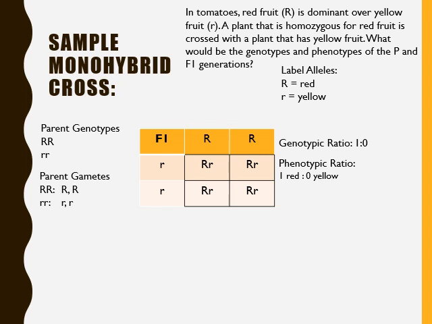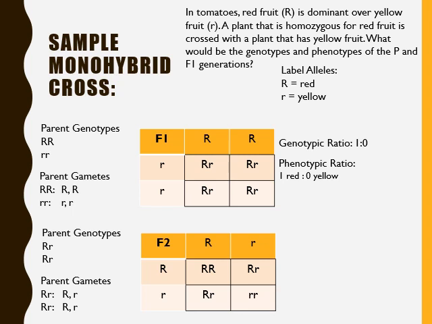We move to the F2 generation where we take the F1s and cross them together. Your parents then are big R, little r, cross to big R, little r. You create your gametes, a big R and a little r, a big R and a little r. And you end up with the same ratio we got in the last problem. It's a 1 to 2 to 1 genotypic ratio and a 3 to 1 phenotypic ratio.